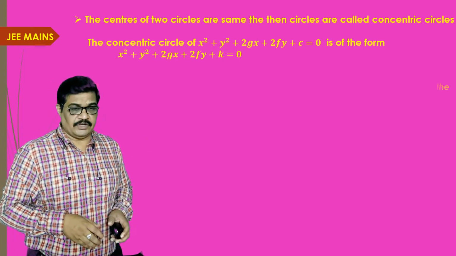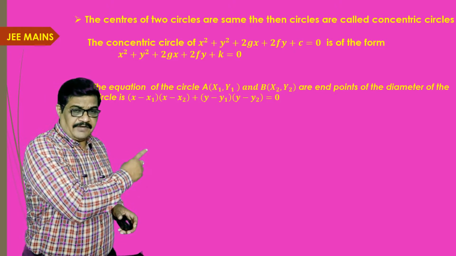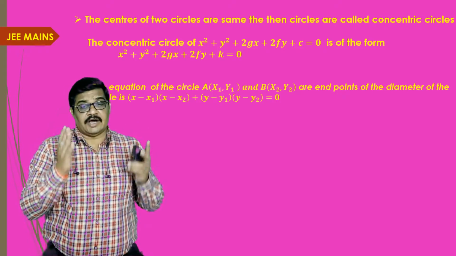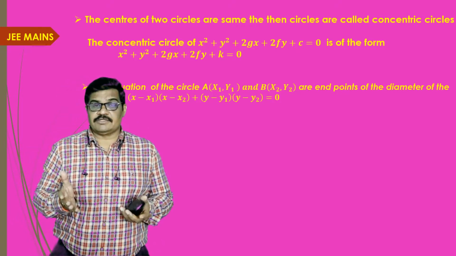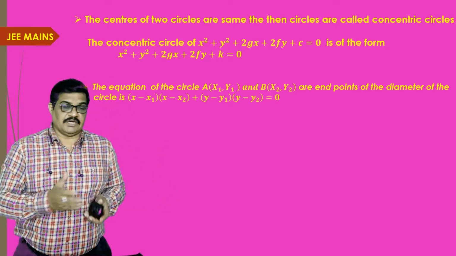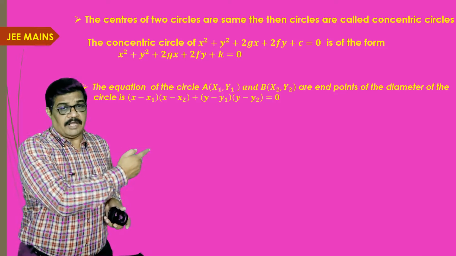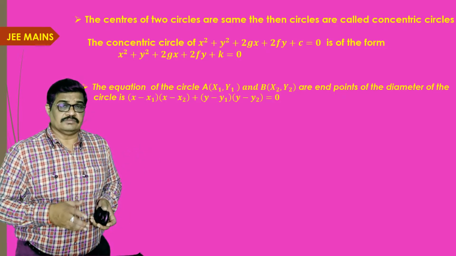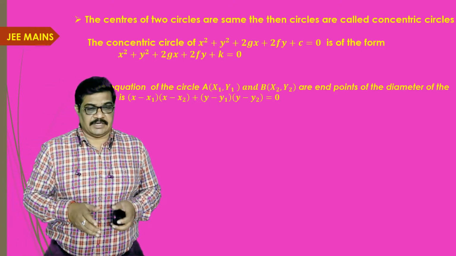Okay. Next point: the equation of the circle with A(x1, y1) and B(x2, y2) as endpoints of the diameter. If we are given the endpoints of the diameter of the circle, what is the circle equation? This is the formula: (x − x1)(x − x2) + (y − y1)(y − y2) = 0. This is the circle with AB as the diameter.